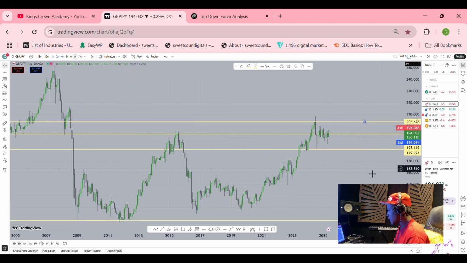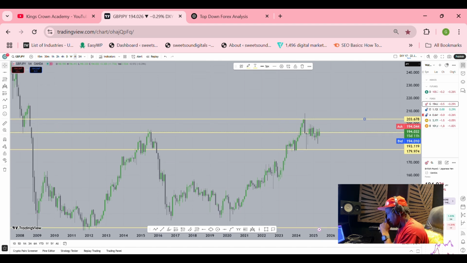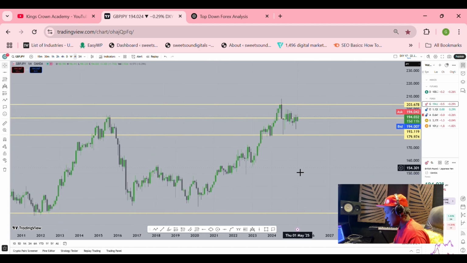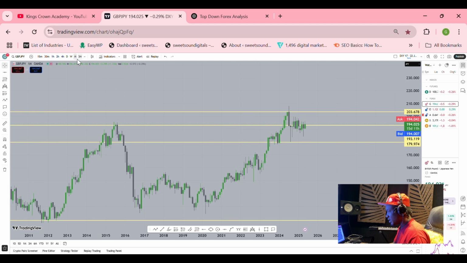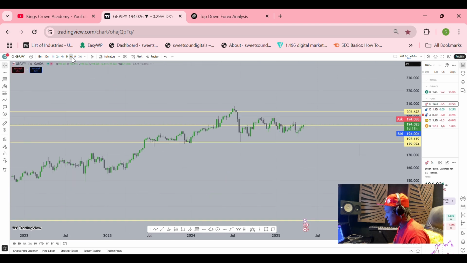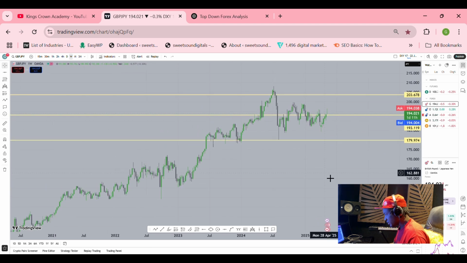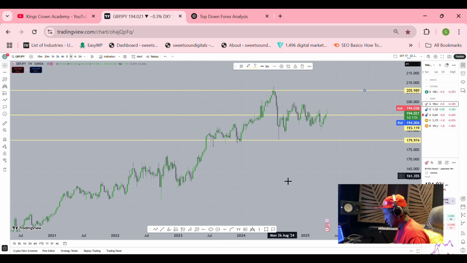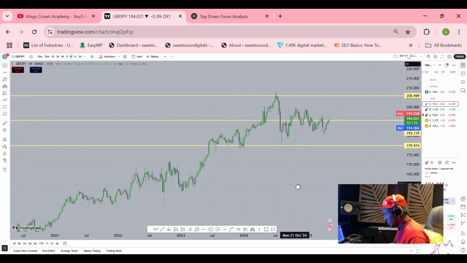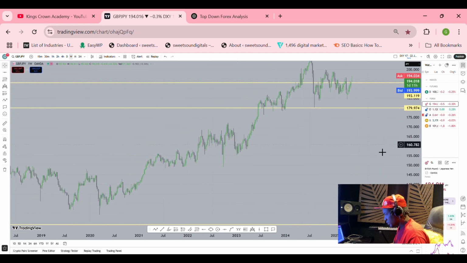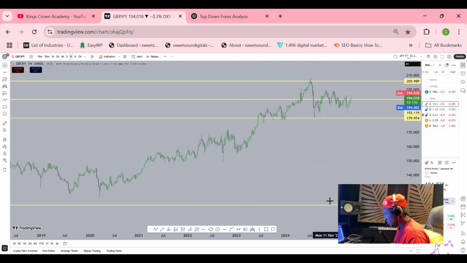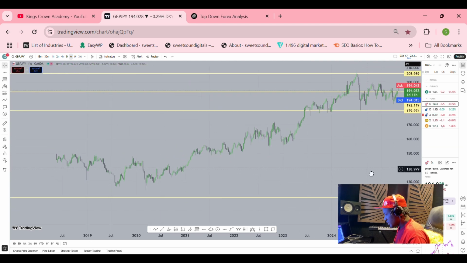Okay, now these are my zones. Right, now let's go to the weekly chart. Let's redefine these zones, and then draw our trend line. Take this up here. All right, trying to draw a nice trend line, guys.